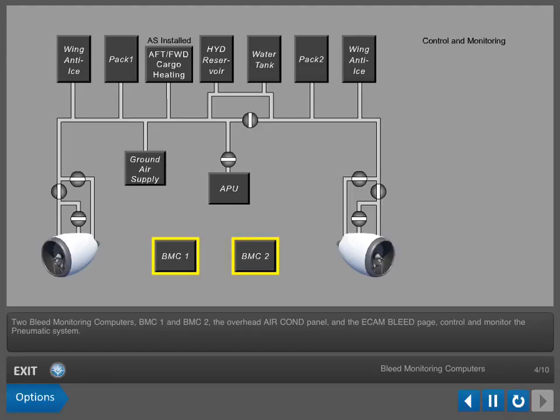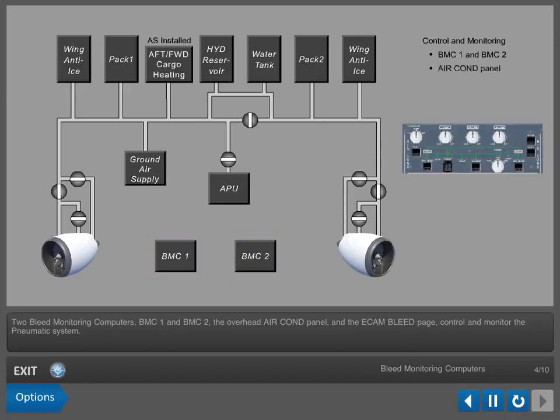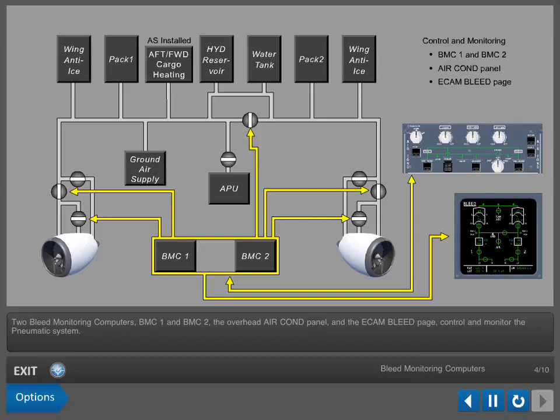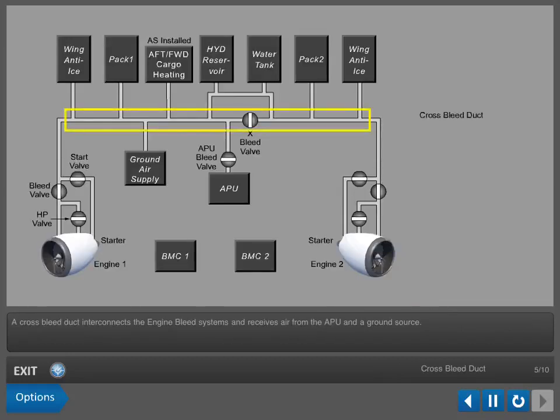Two bleed monitoring computers, BMC1 and BMC2, the overhead air conditioning panel, and the ECAM bleed page control and monitor the pneumatic system. A cross-bleed duct interconnects the engine bleed systems and receives air from the APU and a ground source.